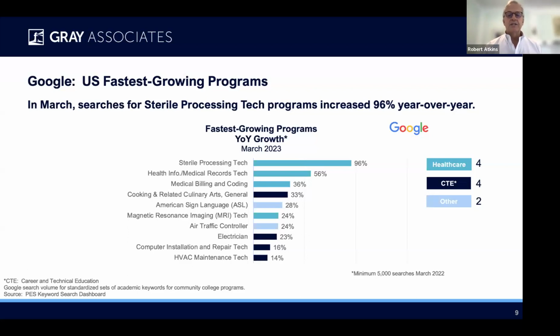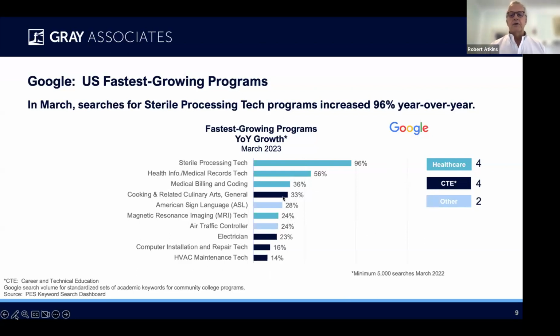Health and information records tech is up 56%. Medical billing and coding up 36%. And then in the health sector, again, down here, we see magnetic resonance imaging, MRI tech, up 24%. So very strong showing for healthcare in terms of program growth. 4 of our top 10 programs are actually healthcare programs.